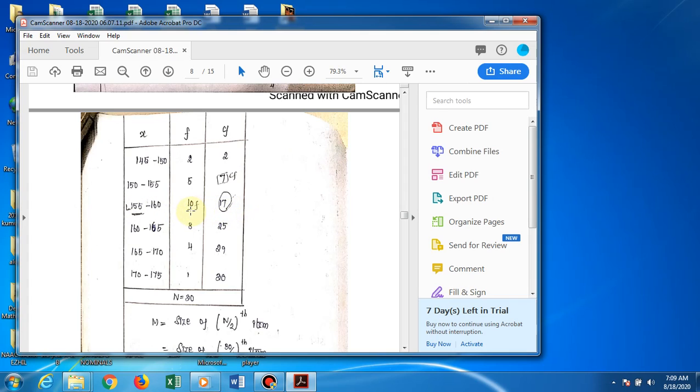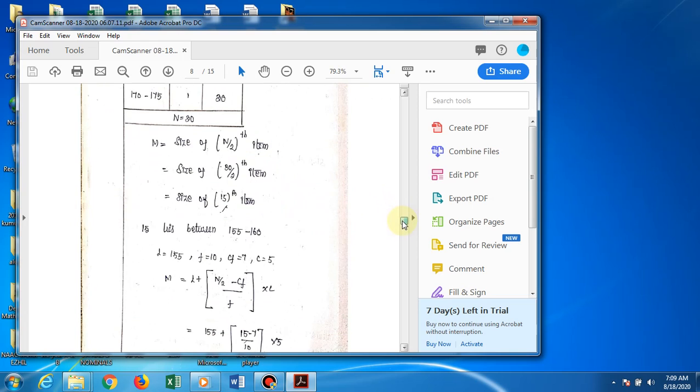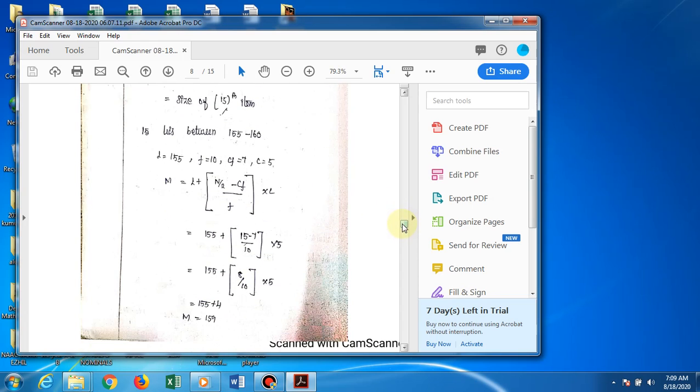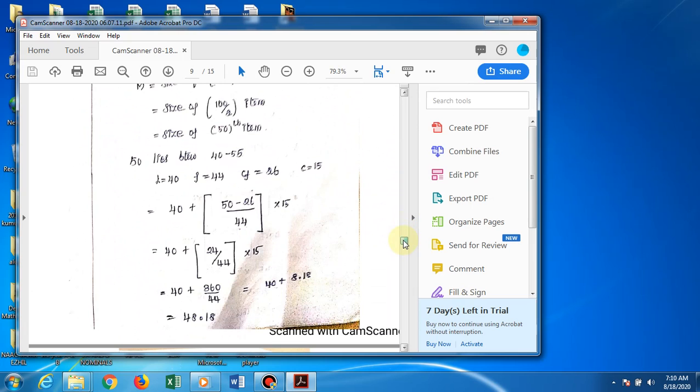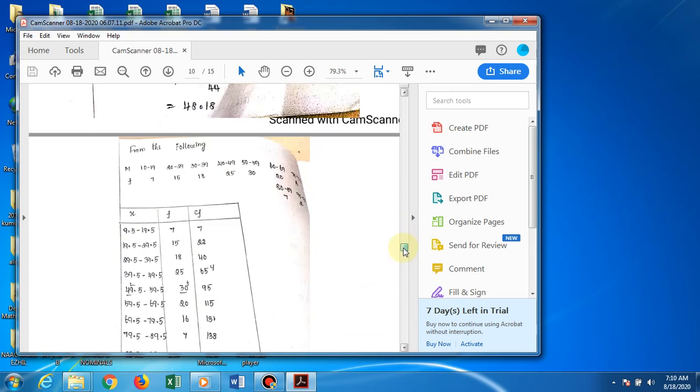The cumulative frequency of the preceding class is 7. So L is equal to 155, f is equal to 10, cumulative frequency is 7, C is equal to 5. You apply the formula and you will get the answer. You use the calculator and see. Same problems. If you have any doubt, you can ask.